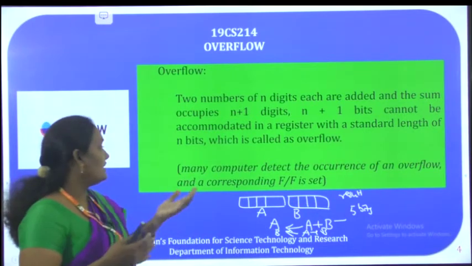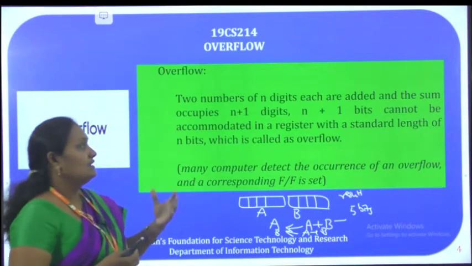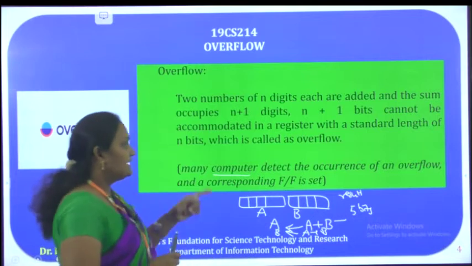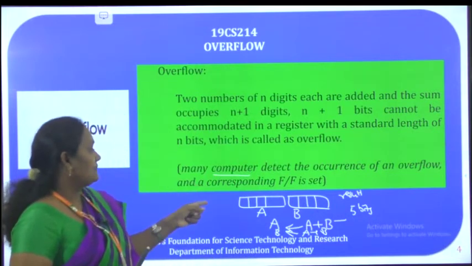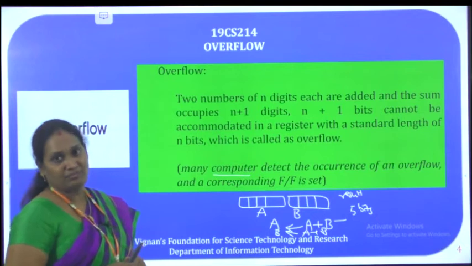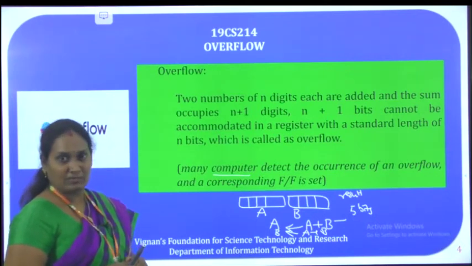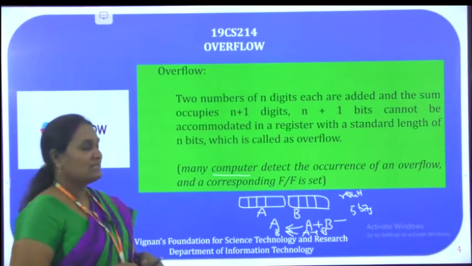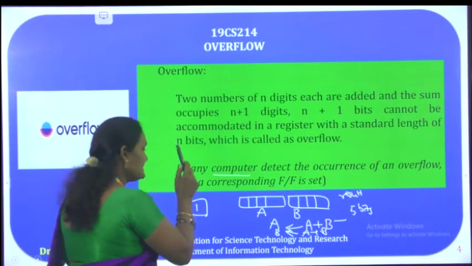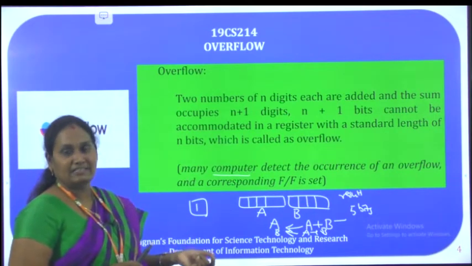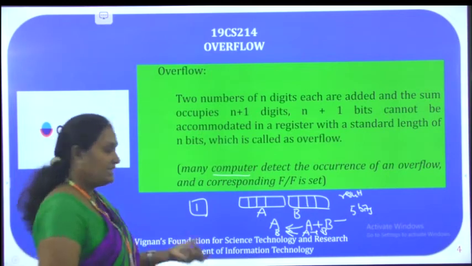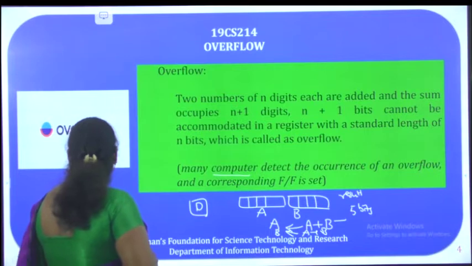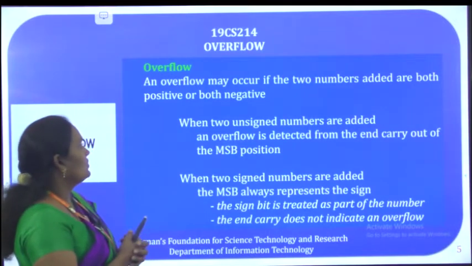Now, how do we detect the occurrence of overflow? Many computers detect the occurrence of an overflow by setting a corresponding flip-flop. In almost all digital systems, we have an overflow flip-flop. If that overflow flip-flop is set to 1, then we can detect that overflow has occurred. If it is 0, then we can say there is no overflow.